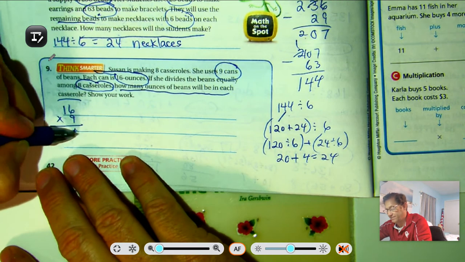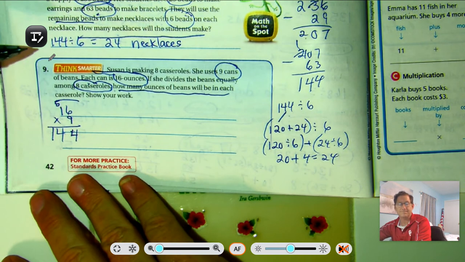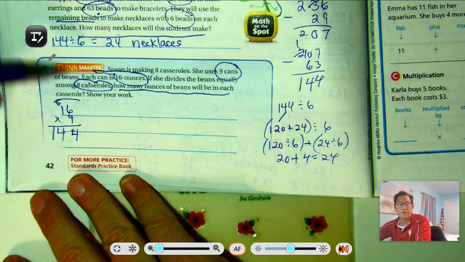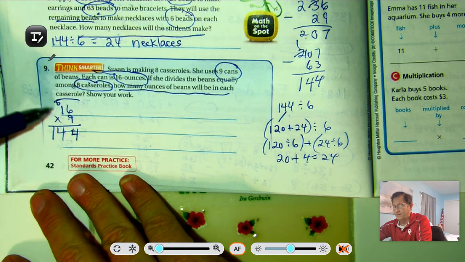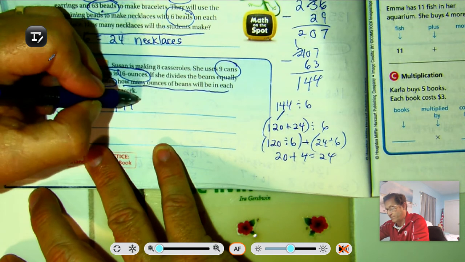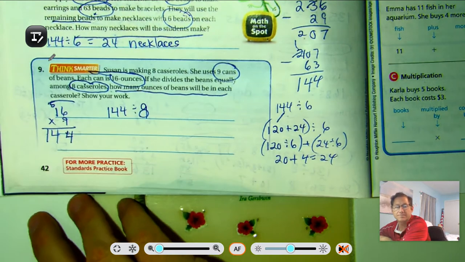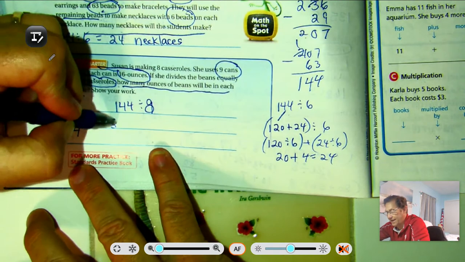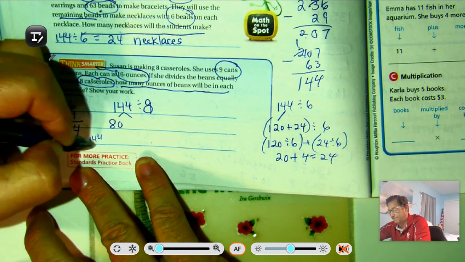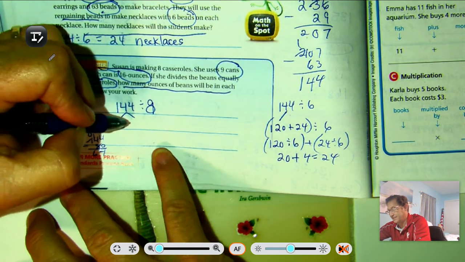16 times 9 ones is 54 ones, because 9 times 6 is 54. Regroup that as 5 tens and 4 ones. 9 times 1 is 9, plus 5 more is 14 tens, so 144. And we're going to take those 144 ounces and divide by 8 casseroles. Well, okay. I'm going to take 80 away from 144, because 8 times 10 is 80. That leaves me 64.